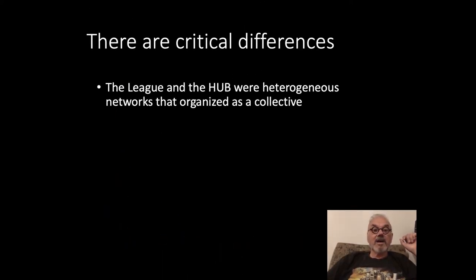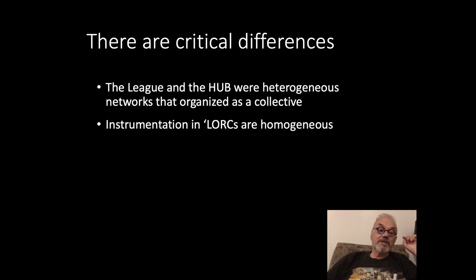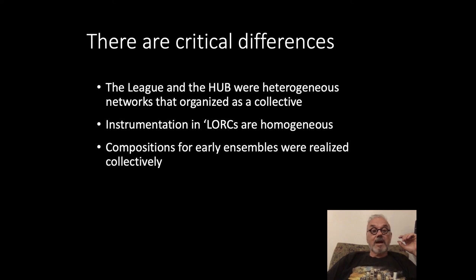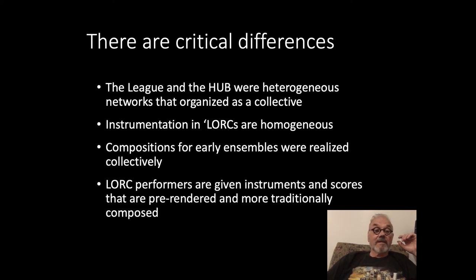So there are these critical differences. The League and the Hub were heterogeneous networks that organized as a collective. Instrumentation and the Lorics are homogeneous, so they all have the same basic instruments, usually a Mac laptop or something like that. And the compositions for early ensembles were realized collectively. The Lorics performers are given instruments and scores that are pre-rendered and more traditionally composed. So it's just different.